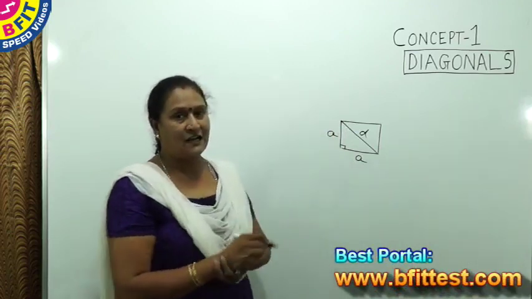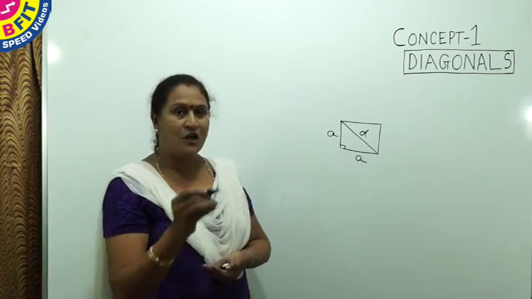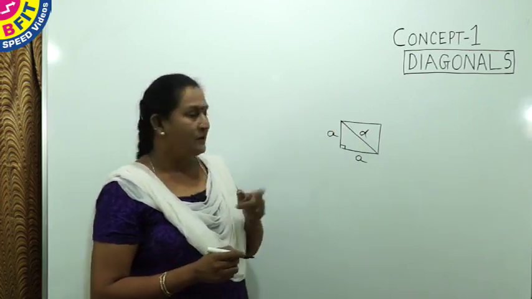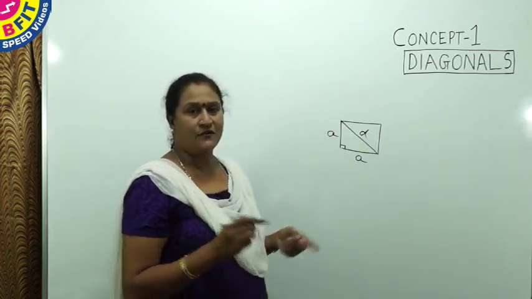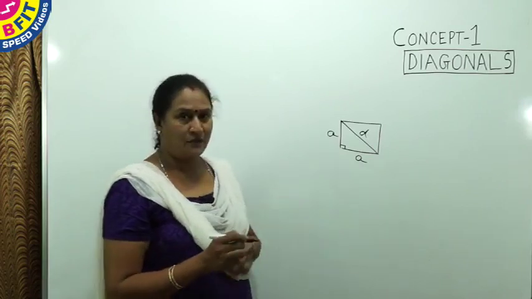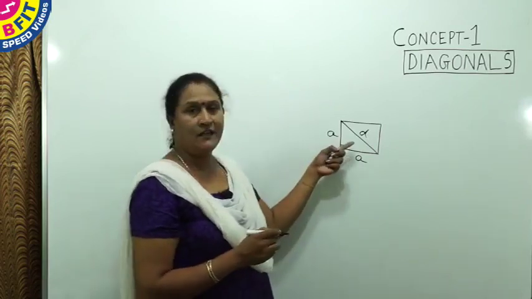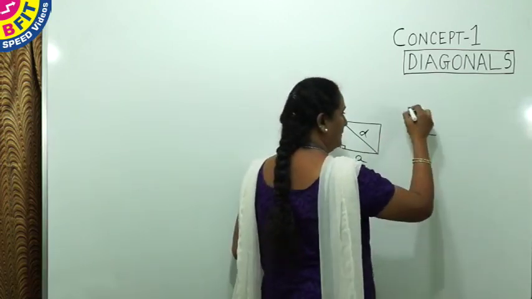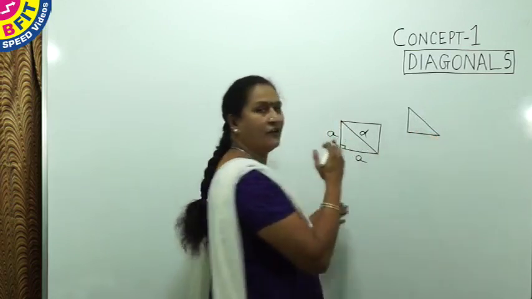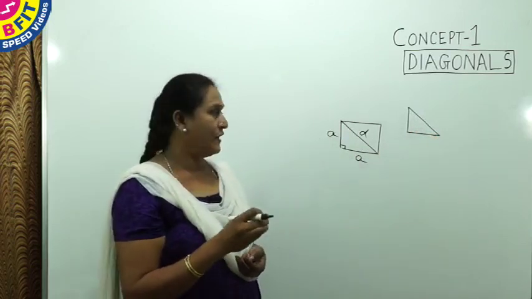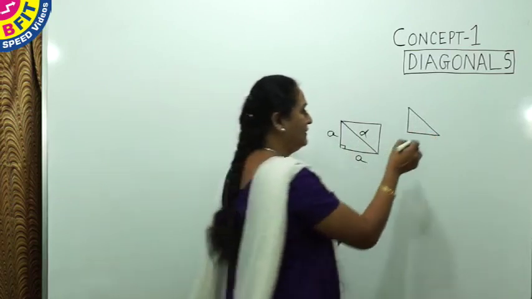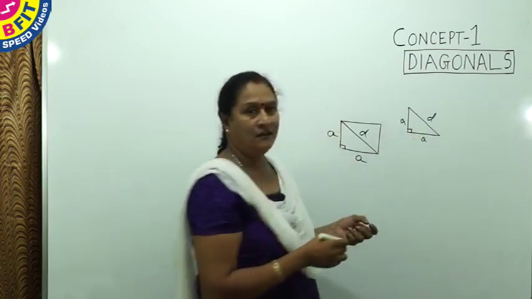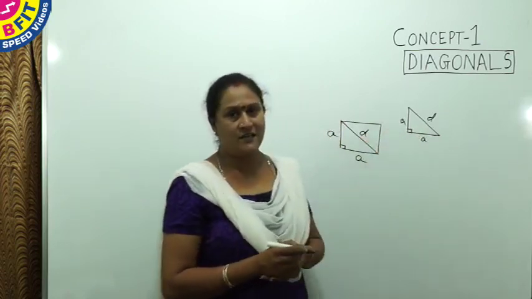When we have a right angle triangle, you will be aware of the Pythagoras theorem. For a right angle triangle, the hypotenuse square is equal to the sum of squares of the other two sides. Using that, we can find the length of the diagonal. Here, this is a right angle triangle. I have taken half of the square to show you how to calculate the length of the diagonal. This is D, and we have a right angle which contains the sides A.